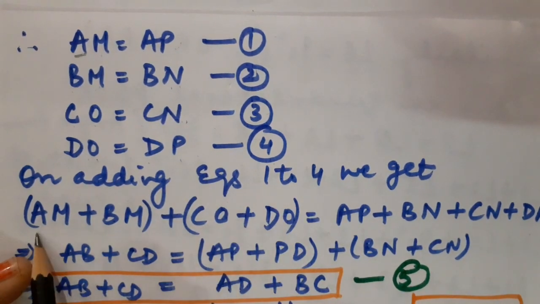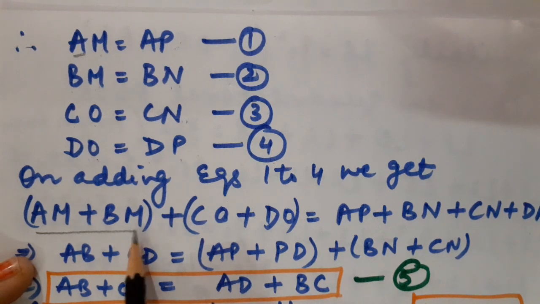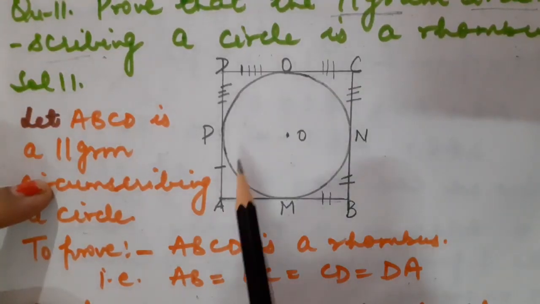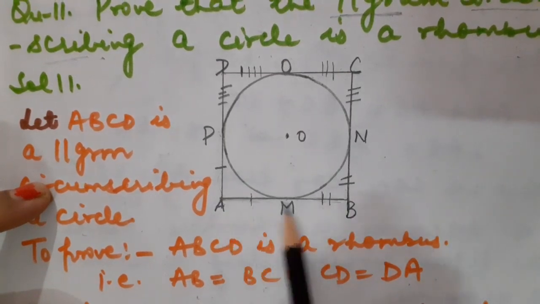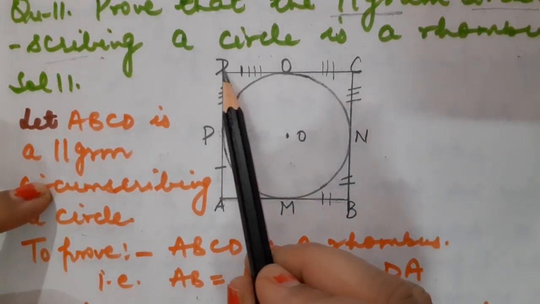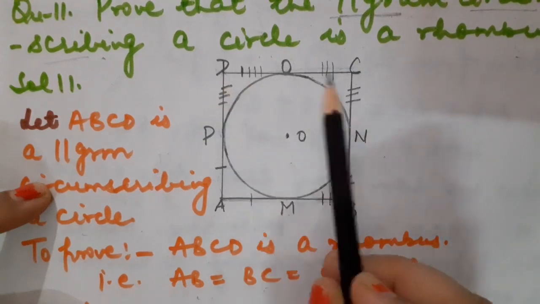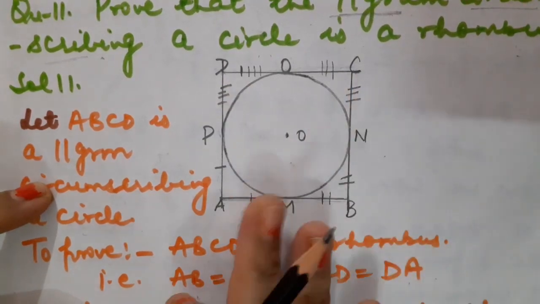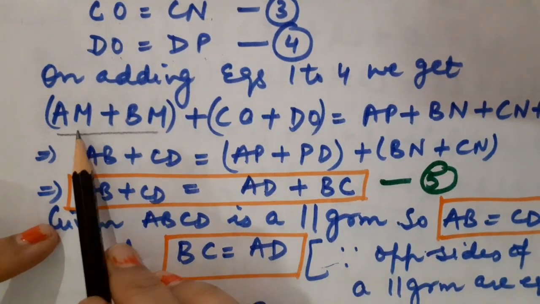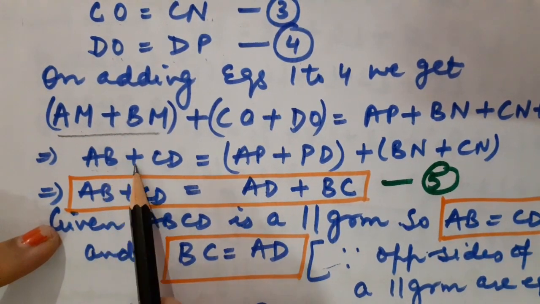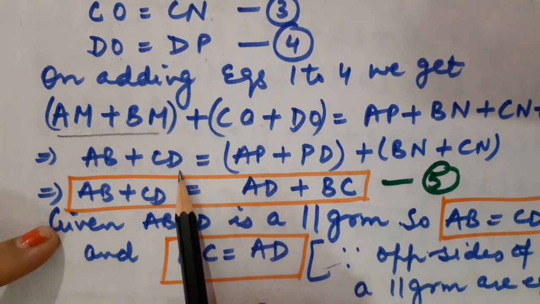Okay. Now children, AM plus BM will make AB. Let me show you. Look, AM plus BM, they are making complete AB. In the same manner, DO plus CO is also making complete CD. Correct, children? So now let us have a look. AM plus BM will become AB, plus CO plus DO will become CD.